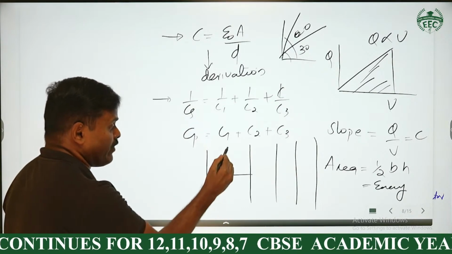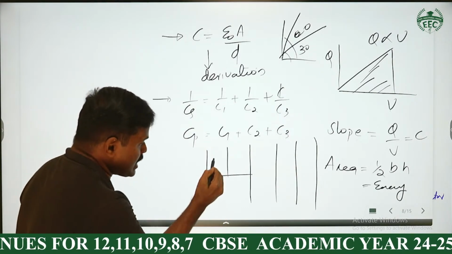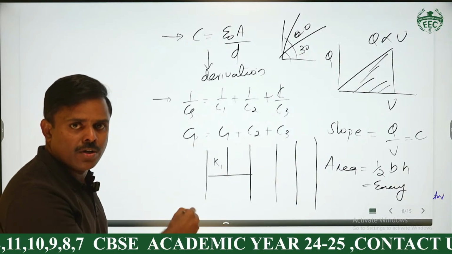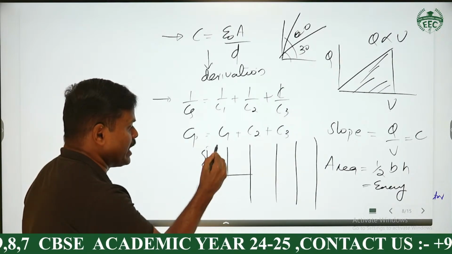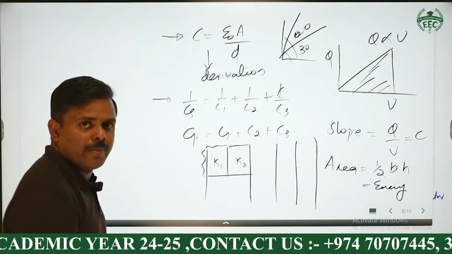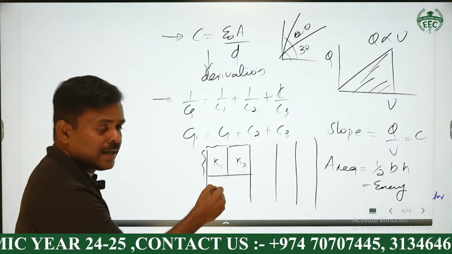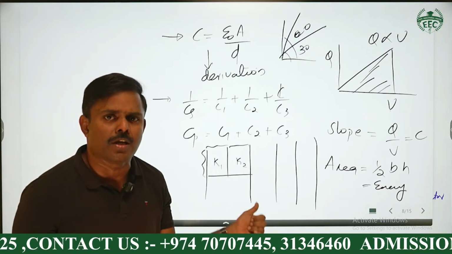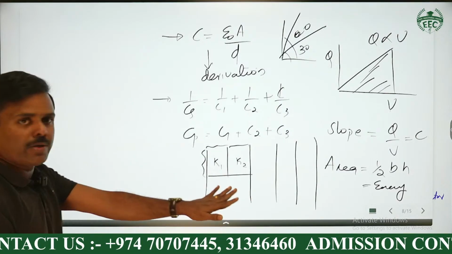And if it is given this way, take this as one capacitor, K1. Dielectric constant is K1, epsilon 0 K1 A by 2 by D by 2. Then this one, epsilon 0 K2 A by 2 by D by 2. Then take them in series first. Take that in parallel with this one. That is an important question. Previous question, 3-mark question, it's important.